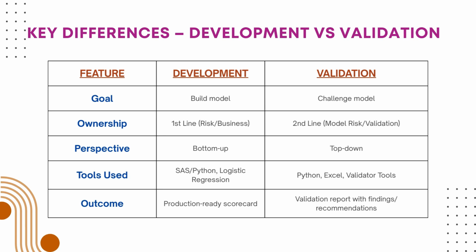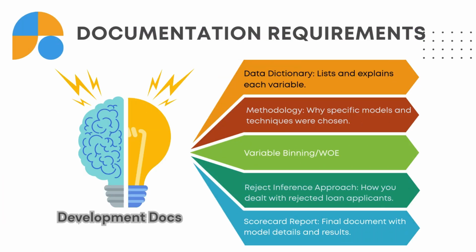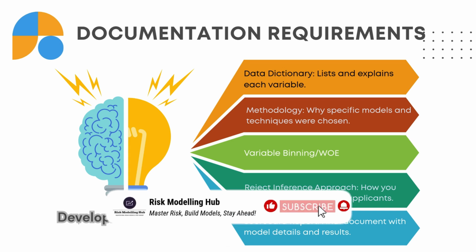For deliverables, the development team submits models, whereas the validation team gives sign-off reports with challenges, findings, and limitations. So, what are the documentation requirements when it comes to development? First is the data dictionary. It lists and explains each variable. Methodology: why specific models and techniques were chosen. Variable binning or WOE, reject inference. It tells us how you deal with the rejected loan applications. Scorecard report: the final document with model details and results.